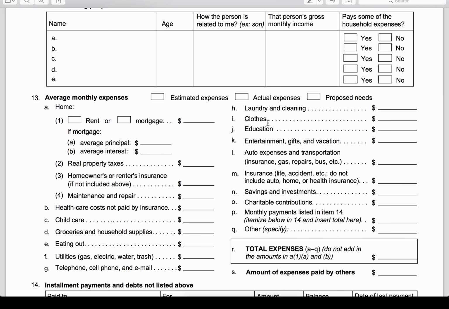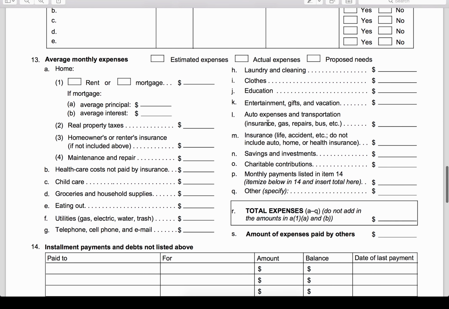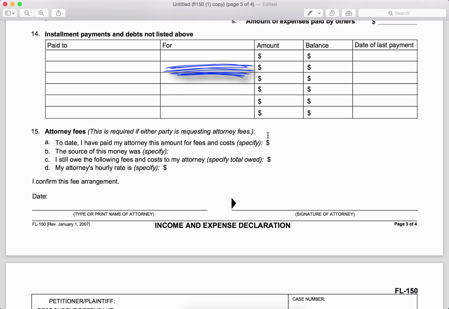In item 14, put your other debts or installment payments. This is where you put things like credit card debts, student loans, or car loans. In the first column, write who you make your payments to. In the second, state what kind of debts or loans it is. In the third column, write the amount you pay each month. In the fourth column, put the remaining balance of the debt. In the fifth column, put the date you last made a payment.